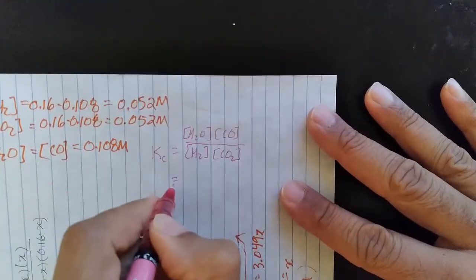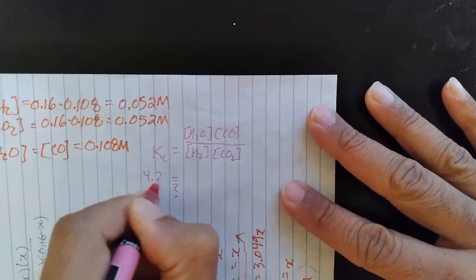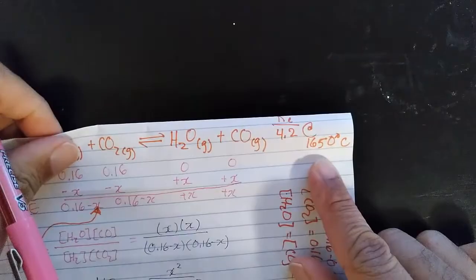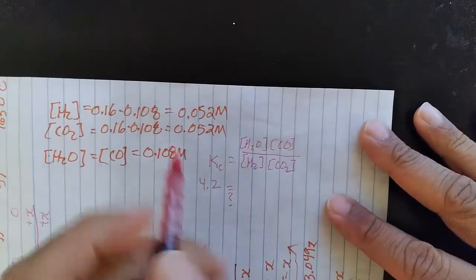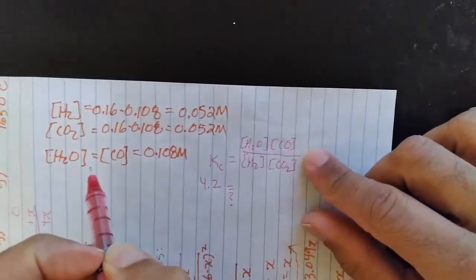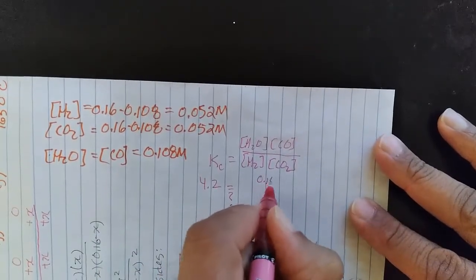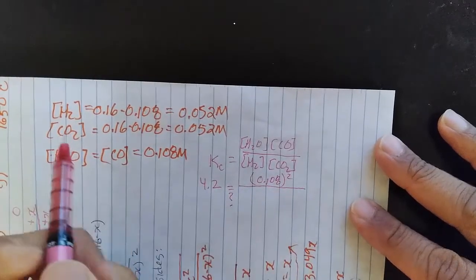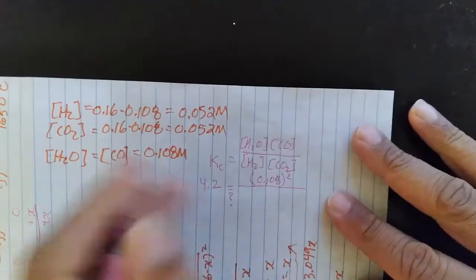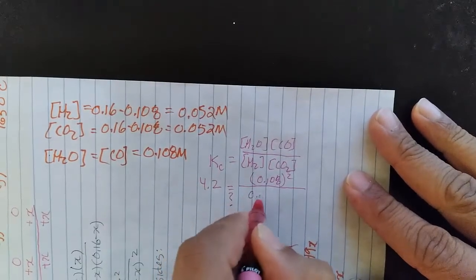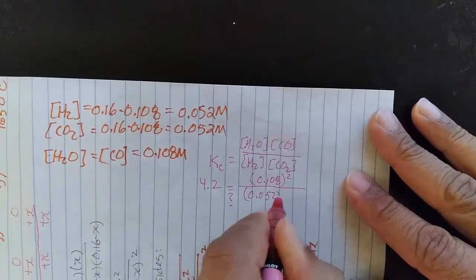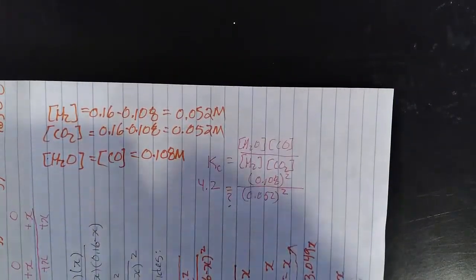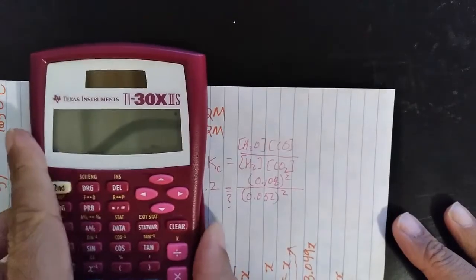The goal here is we're just trying to make sure we have the right answer. They tell us at this temperature, 4.2 is our equilibrium constant, and H2O and CO at equilibrium are 0.108. So that's going to be 0.108 squared divided by H2 and CO2 at equilibrium, which are both 0.052. So 0.052 times 0.052 is 0.052 squared. So does this equal 4.2? And if it does, we know that these are the correct equilibrium concentrations.